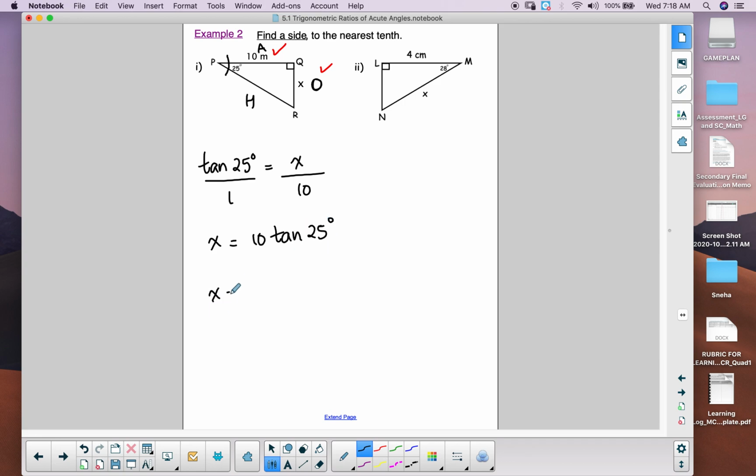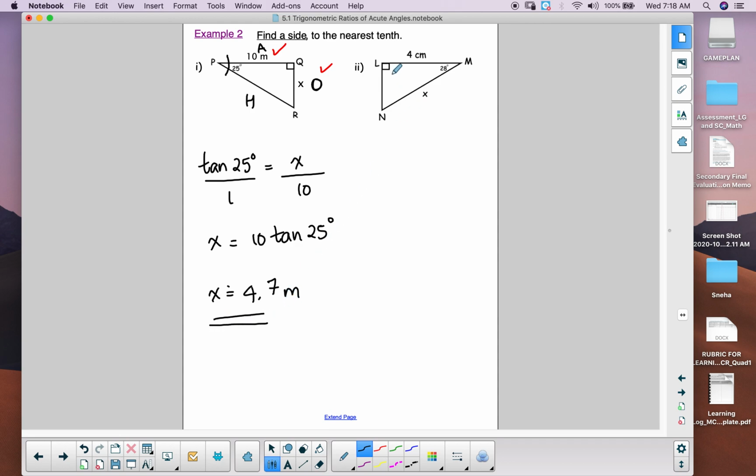And X is equal to 10 times tan 25, which is 4.66. We're going to round our answer to 1 decimal place. That's the meaning of the nearest tenth. So that's going to be 4.7. And in this case, it's meters because this is in 10 meters. So therefore, X is 4.7 meters.